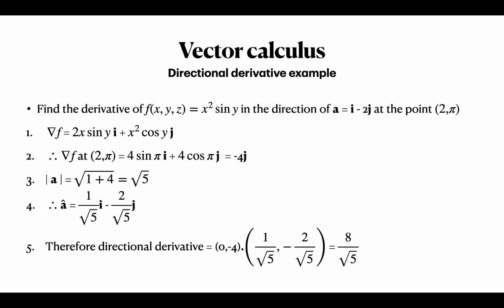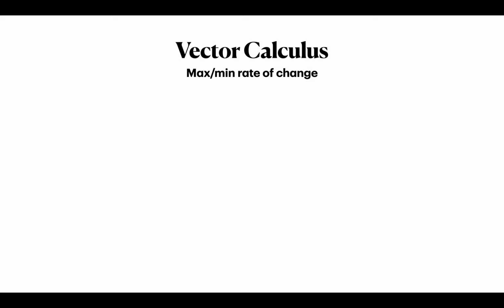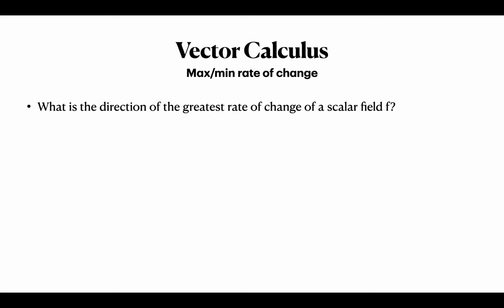Now, associated with the gradient operator is this notion of maximum and minimum rate of change. And this is very important in engineering analysis. So if you think back maybe to the temperature map of Ireland, you're at a position in Ireland, and you want to walk in the direction of the greatest increase in temperature because you want to get warmer. So which direction should you go in?